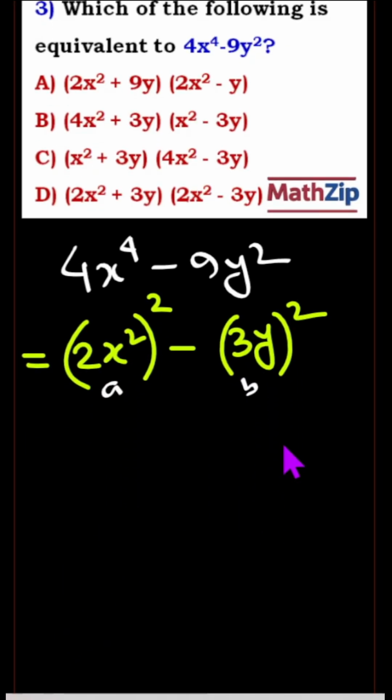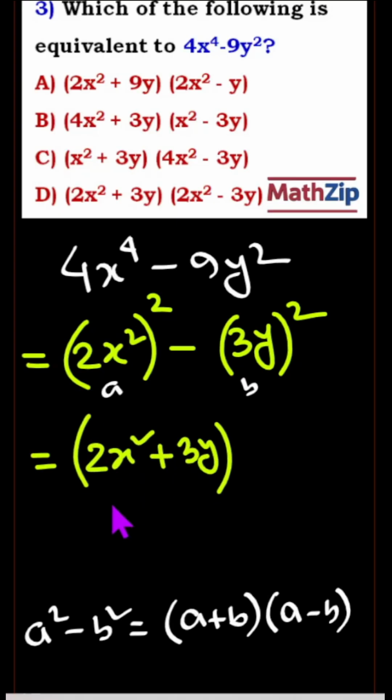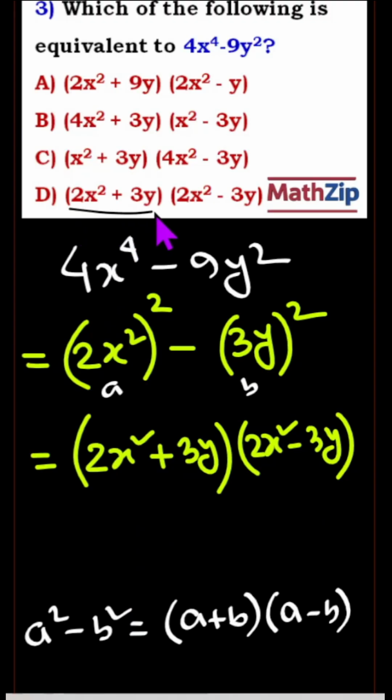So as per consideration of a square minus b square, we can write a plus b times a minus b. So our answer will be 2x square plus 3y and 2x square minus 3y. Okay, so which one is our right answer? Our right answer is number D, 2x square plus 3y and 2x square minus 3y. It's a number D.